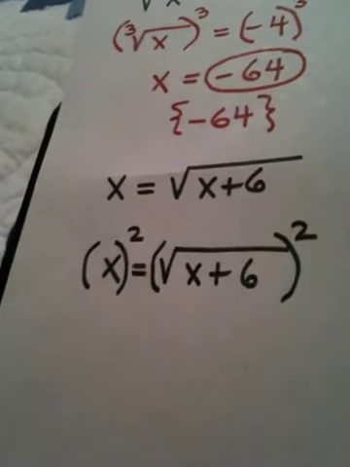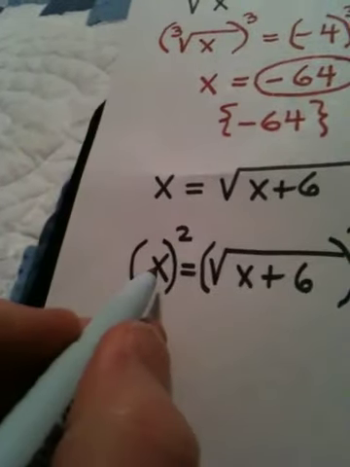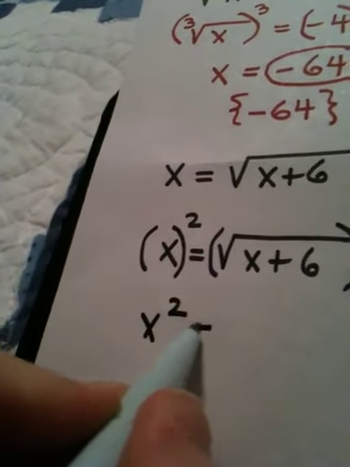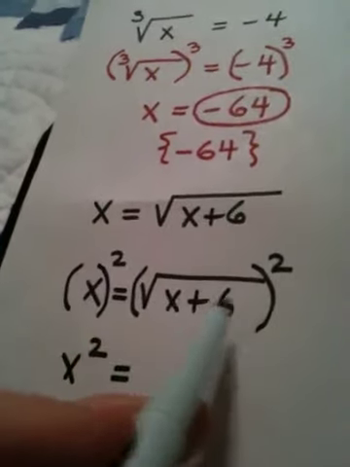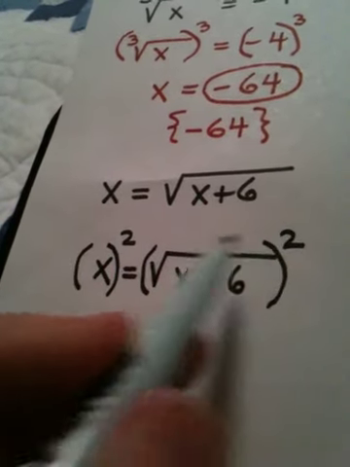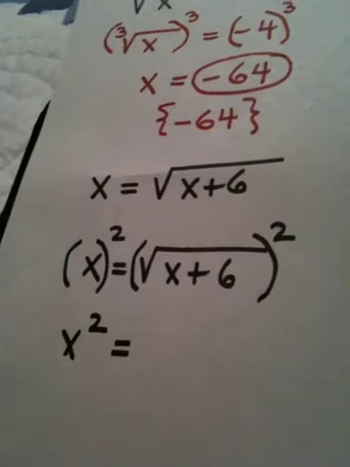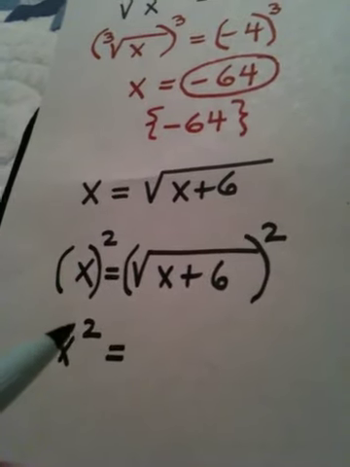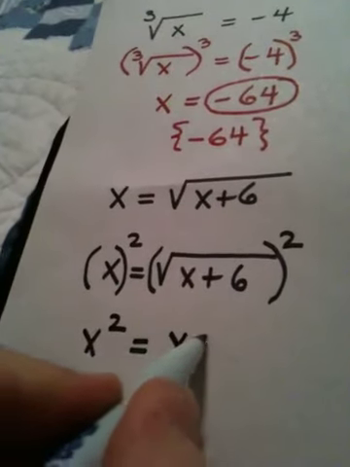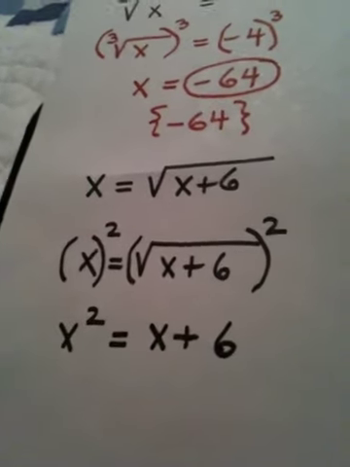They're inverse operations. On the left-hand side, x squared is just that. On the right-hand side, the square root and the squared cancel each other out because they are inverse operations. So, as I like to say, we raise the roof, and that leaves me with an x plus 6.